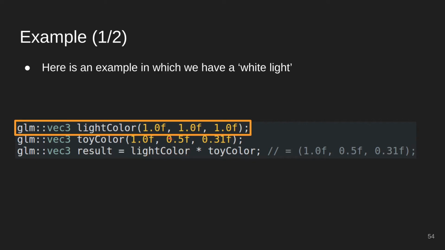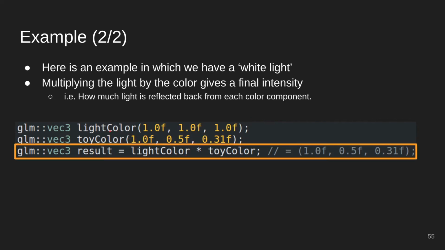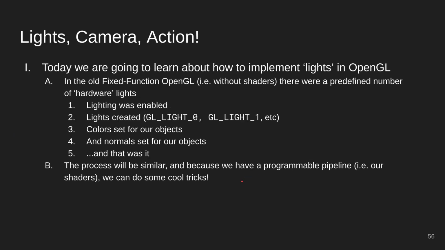Okay, so what this is showing is we get our final intensity. So here's our light. Maybe this is the object's color on its surface that it actually is, and by multiplying them through, we get the final color of that surface, this value here. Okay. So today we're going to learn how to implement light in our OpenGL.